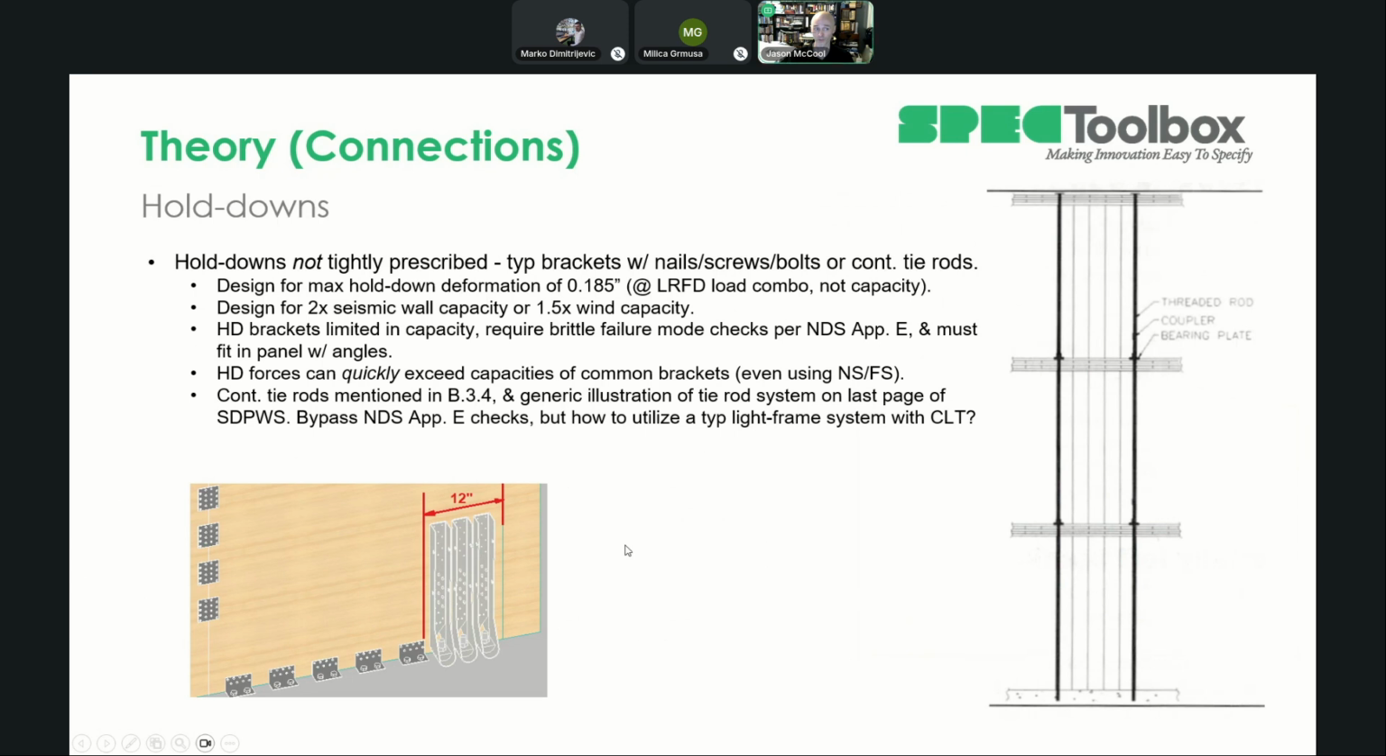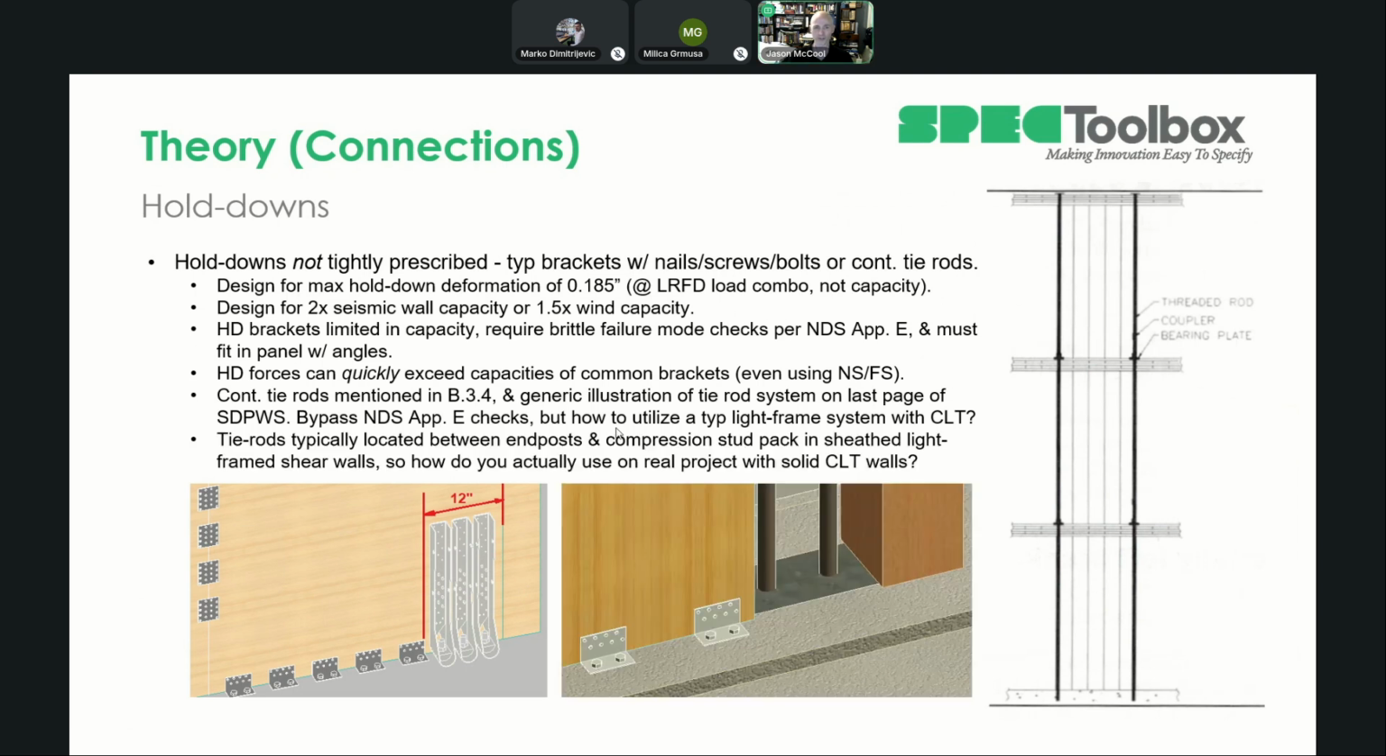So what other options are there? Continuous tie rods is mentioned, and here's just a generic illustration that's in the NDS SPEC commentary. The nice thing is it does bypass those brittle failure modes, but it's normally only shown for light frame systems, putting it in between studs in the stud shear wall. So how do you use that with a solid CLT wall?